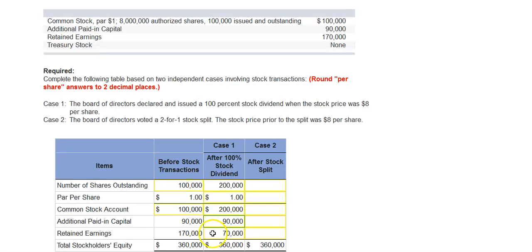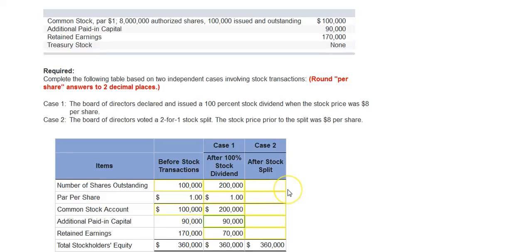What we've done is we've taken $100,000 out of retained earnings and moved it up into common stock. And the way we got that $100,000 is we multiply 100% times 100,000 shares. That means 100,000 new shares at $1 a share. Remove it from retained earnings, add it to common stock. A stock split is different.